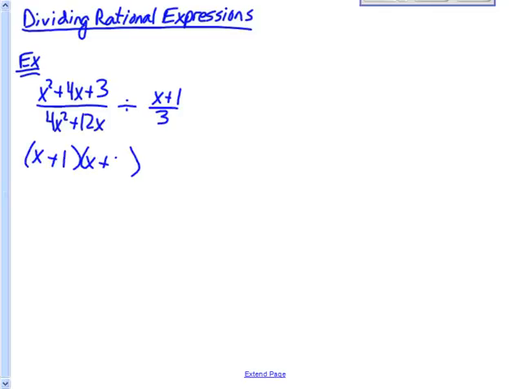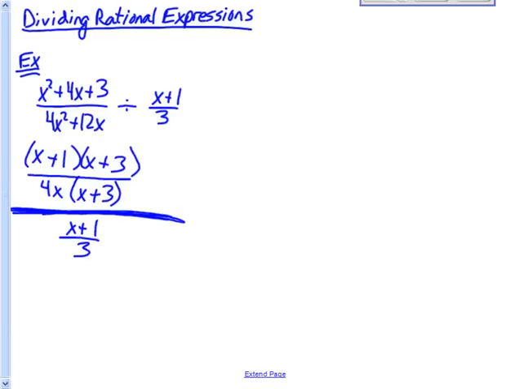Okay, factor the top. There it is, factored. Now that denominator, 4x squared plus 12x, that'll factor. Let's take a 4x out, and we're left with x plus 3. See that, 4x squared plus 12x, if you divide that out. Now this whole thing is divided by, let me put a big divided by, x plus 1 over 3, right? If I was to write that vertically instead of horizontally.